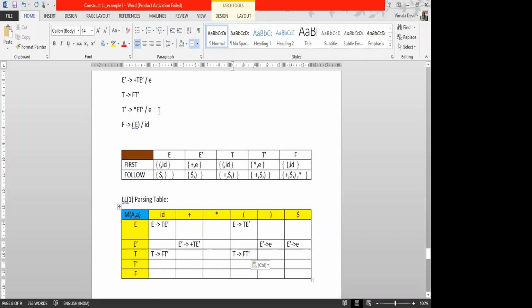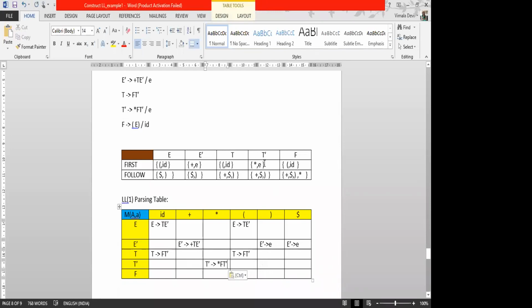T dash derives star FT dash we have. T dash produces epsilon also. Now you can easily tell me what is first of T dash. First of T dash contains star as well as epsilon. Whenever there is epsilon, you have to consider the follow set also. So which rule where to be filled? T dash comma star. For that cell, you have to fill the rule T dash derives star FT dash.